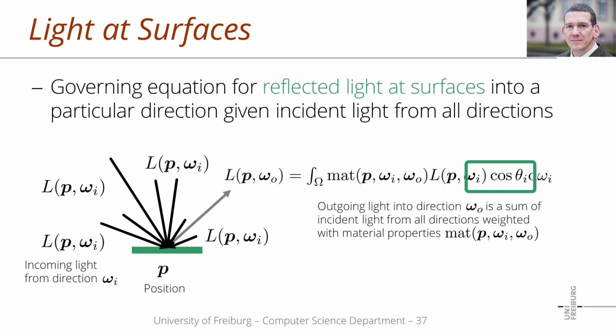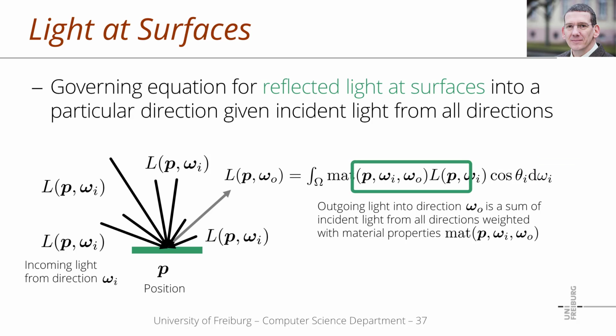In the rendering equation we have L of P and omega I, which is the incoming light from direction omega I. This light is multiplied with the cosine of an angle theta, which is the angle between the surface normal at P and the incoming light direction omega I. This term basically accounts for the strength of the illumination. So dependent on the direction of the incoming light, we have different strengths of illumination. Light that moves orthogonal to the surface has a stronger effect than light that moves more parallel to the surface.